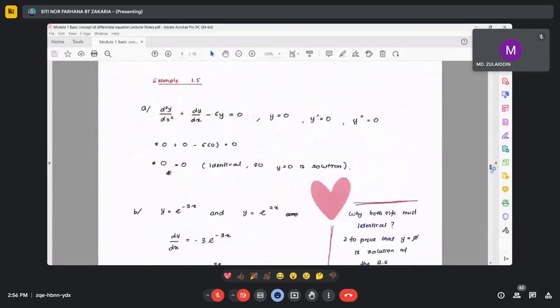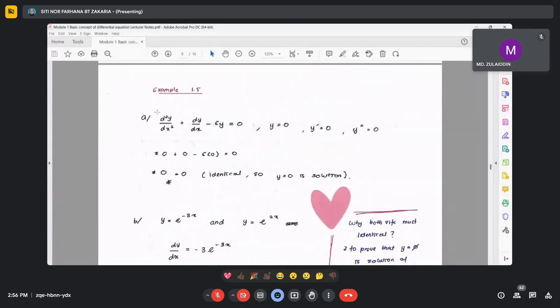Example 1.5. They give you the DE, and then they also give you the function y equals 0, so y prime equals 0 and y double prime equals 0. So they give you y equals 0 only as a solution. This is the function, and this is the given DE. They want you to check whether y equals 0 is a solution for this DE.